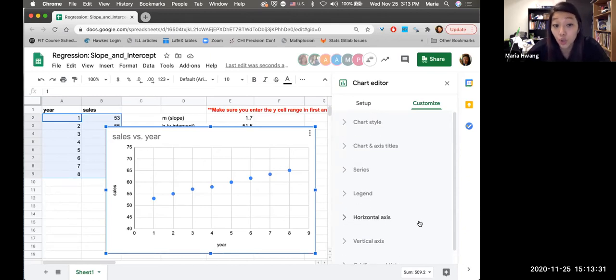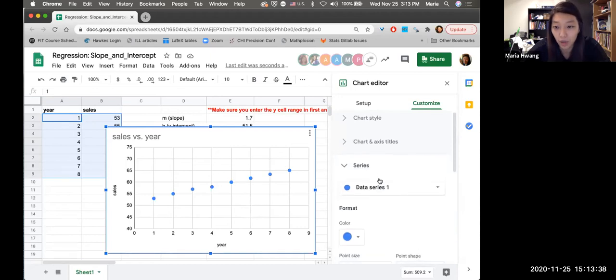So the last thing we do want to do though is go to something called series. And this is where Morgan's trend line is gonna appear, as she said.